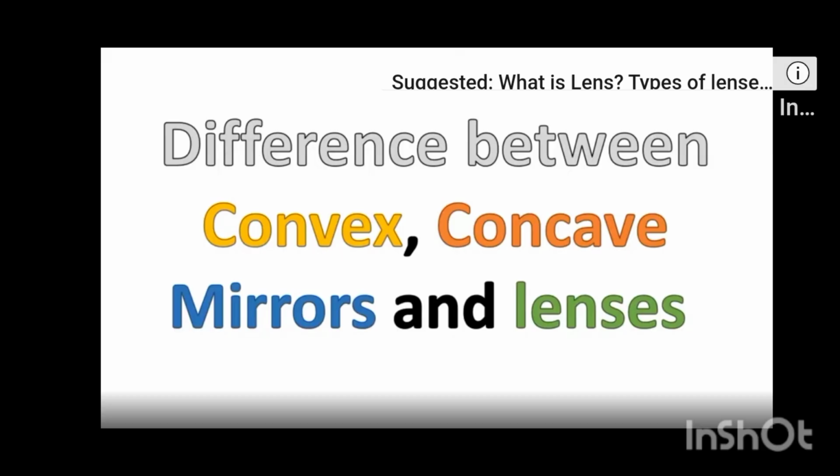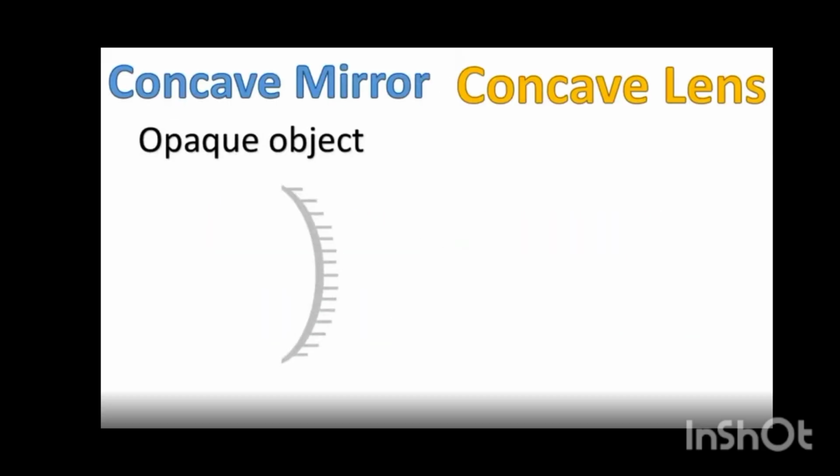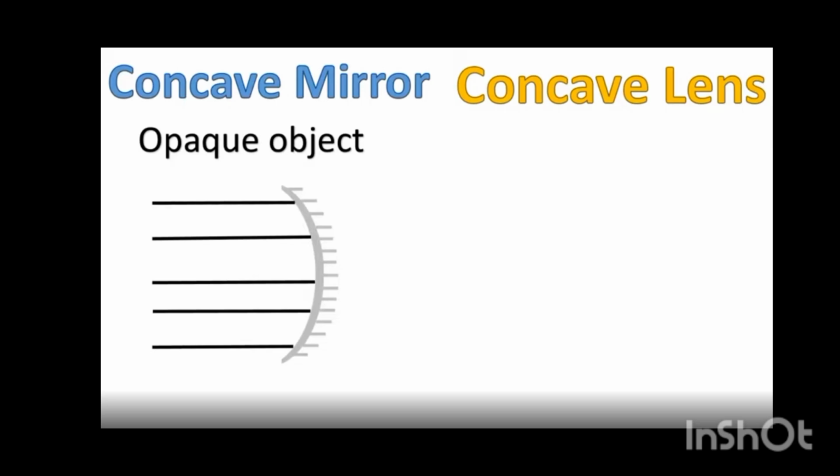Difference between convex, concave mirror and lenses. Concave mirror is an opaque object. Light does not pass from one side to another. When light beams come in contact with the mirror, the light rays converge at one point and focus the beams.